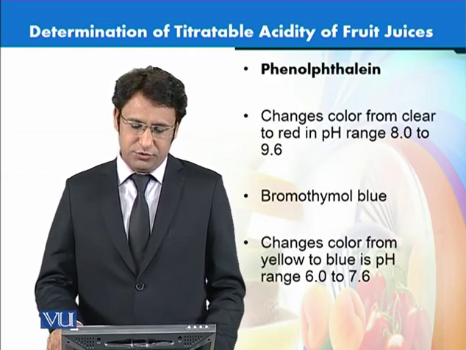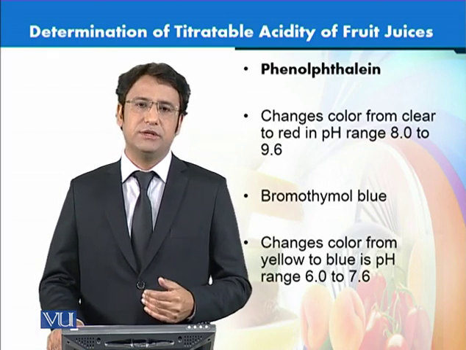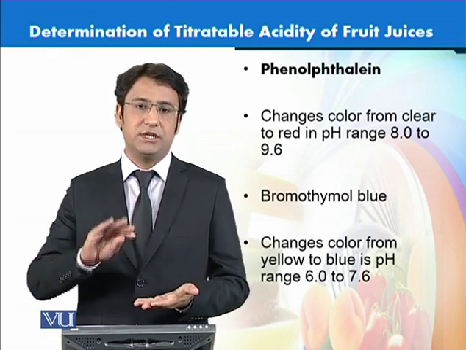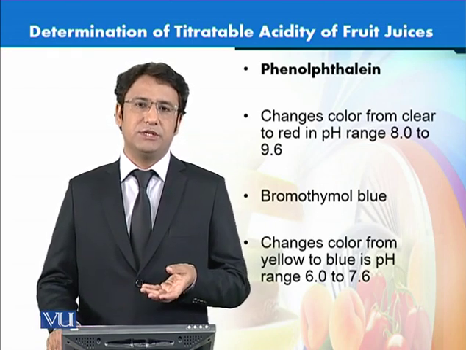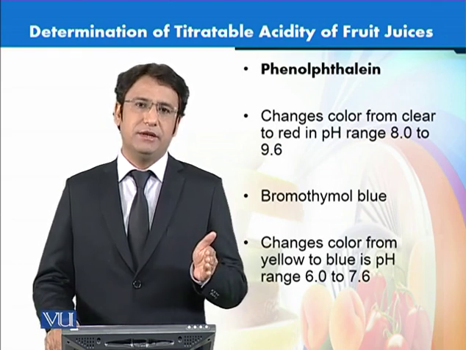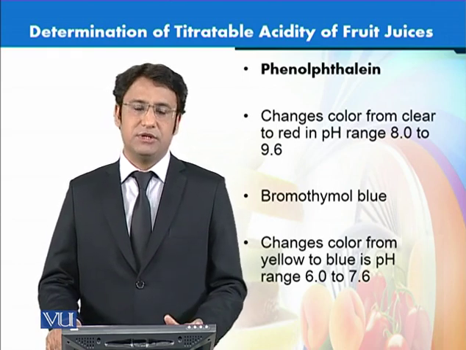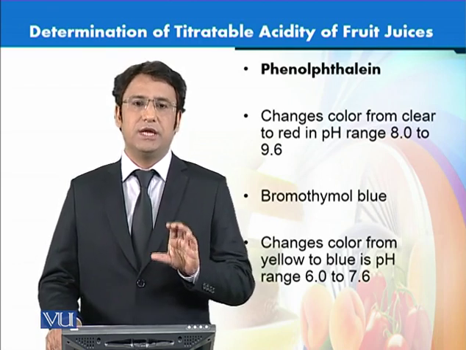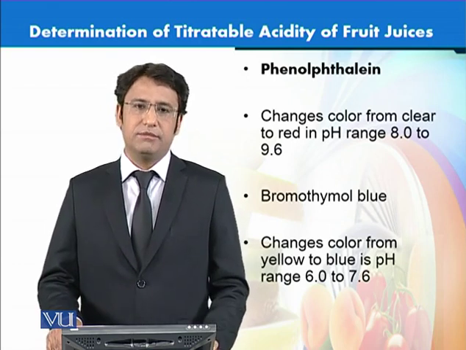As I said, it would change its color from clear to red in the pH range 8 to 9. So that would mean that we have an acid, maybe in a flask. We titrate that against a base, and once all the acid has been neutralized, the pH would go towards alkaline, and at that alkaline pH, for example 8 to 9.6, the color of phenolphthalein would change. That change in color would tell us that all the acid has been neutralized by the addition of base from the burette.